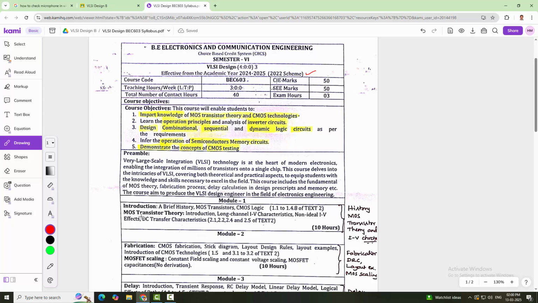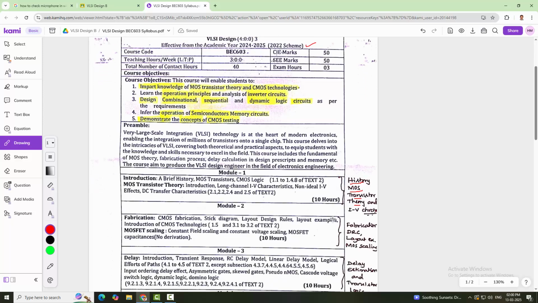In the second chapter we have a chapter dedicated to the MOS transistor theory. In this MOS transistor theory, firstly we introduce the transistor basics, transistor fundamentals, followed by long channel IV characteristics. I stands for current, V stands for voltage characteristics. Then we have non-ideal IV effects, followed by the DC transfer characteristics. So in general, this complete module describes the history of the MOS transistor theory followed by the current voltage characteristics. And total time reserved for module 1 is going to be 10 hours.